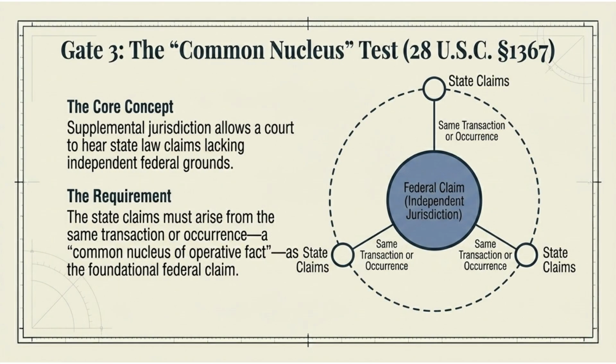Gate 3 introduces supplemental jurisdiction under 28 U.S.C. Section 1367. Once a federal claim gives the court original jurisdiction, the court may also hear related state law claims that arise from the same case or controversy. The test is often described as a common nucleus of operative fact. That means the claims are factually connected enough that it would make sense to try them together. In exam writing, do not merely say the claims are related. Explain the factual overlap: same transaction, same occurrence, same injury, same witnesses, or same evidence.